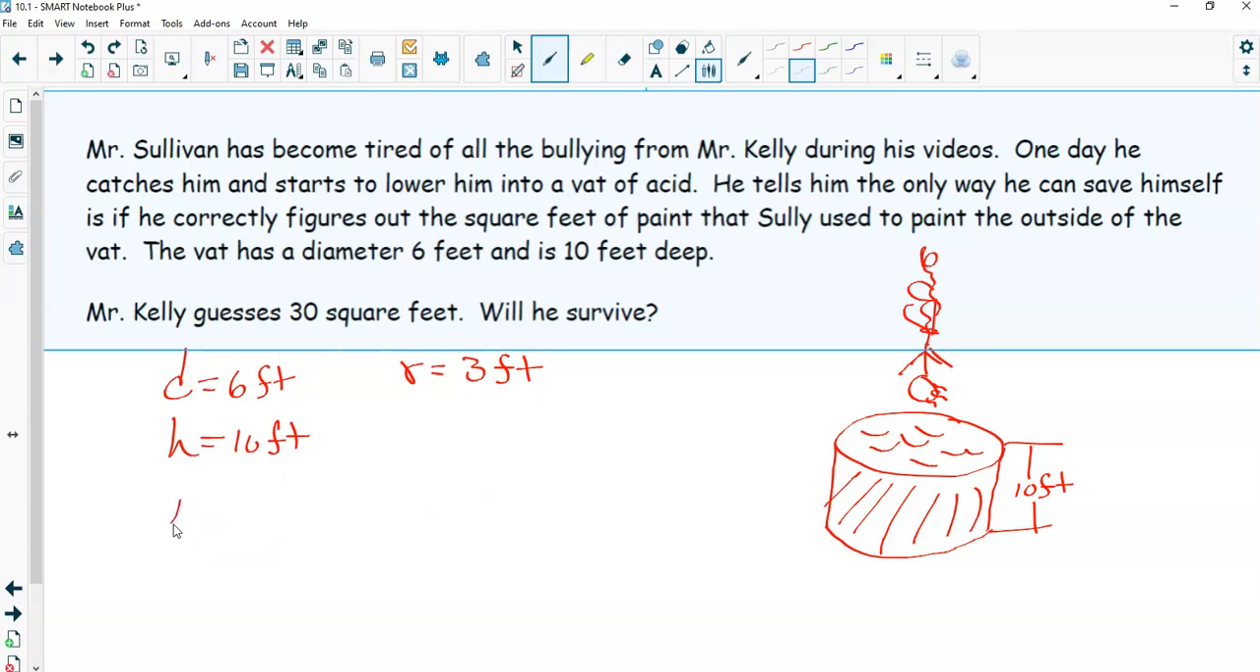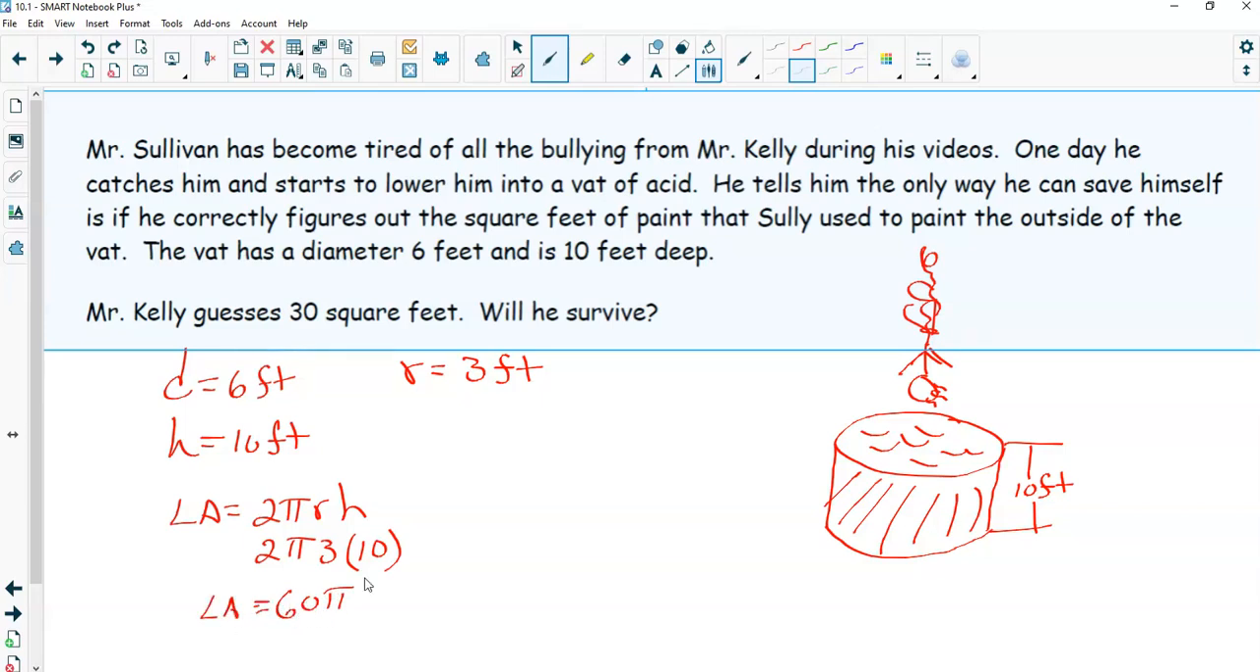Well, the formula for the lateral area, it was a circumference, which is 2 pi r times the height, or 2 pi 3 times 10. 3 times 10, that's 30. 30 times 2, that's 60 pi. So that's the lateral area.